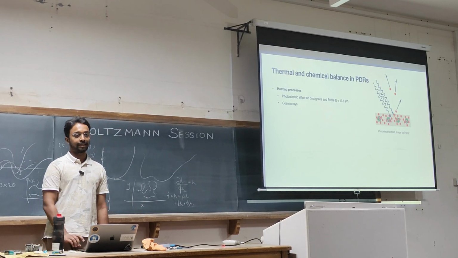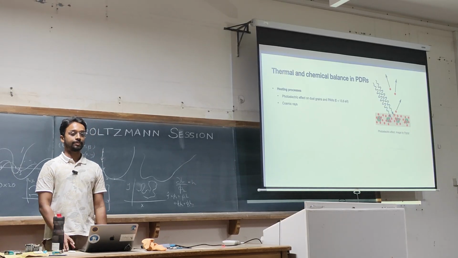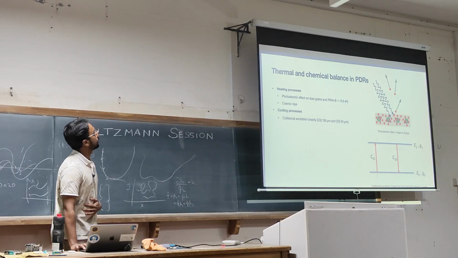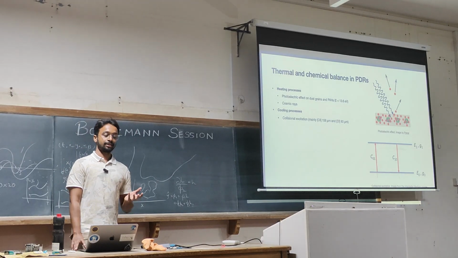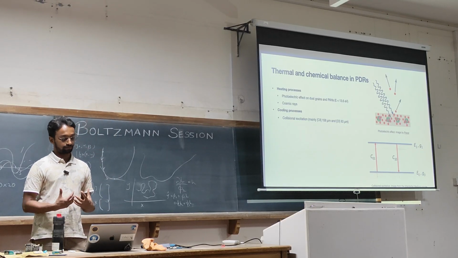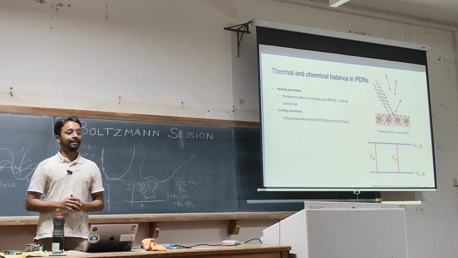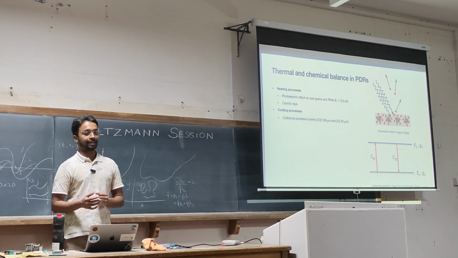There are a bunch of different heating processes, mainly the photoelectric effect on dust grains, and cosmic rays, because they dissociate, they also cause a lot of heating. There are also cooling processes, which are mainly because of collisional excitation. When you have atoms colliding, they might move to higher energy states, and when they decay down to their lower energy states, that releases radiation, and because of that they cool down.